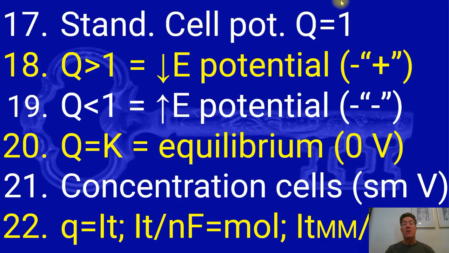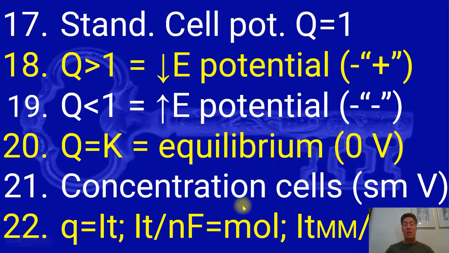Our standard cell potential assumes that Q is 1 when we have 1 molar solutions of both products and reactants. If Q is greater than 1, it means we have more products, which means our Nernst equation is going to give us a positive value, and when we subtract that, it's going to reduce our cell potential from its standard value. Q less than 1 is going to increase the cell potential from its standard value. When Q goes all the way to K, the reaction is at equilibrium, and there will be no more transfer of electrons, and therefore no pull, no voltage.